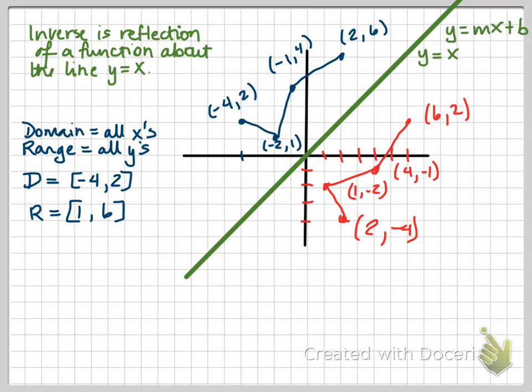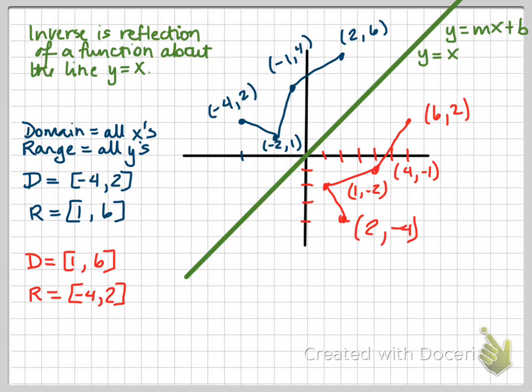Well, so your domain is all your x's, your range is all your y's, so that means that for our red one, if you look at it, your domain in the red one instead, our furthest point to the left is a 1. To the right, it goes all the way to 6. In our vertical direction, our lowest point that we have is a -4. And the highest point that we have is a +2.